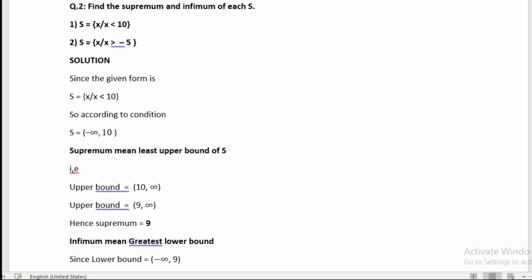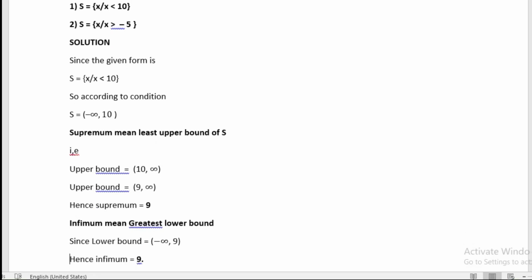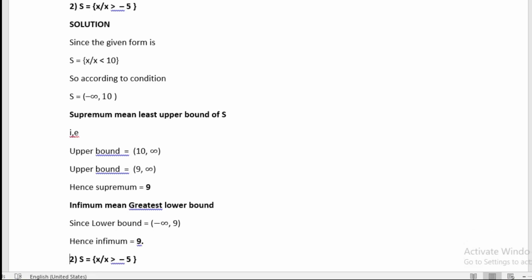Infimum means greatest lower bound. Since the lower bounds are from minus infinity to 9, the greatest lower bound is 9. Hence the infimum is equal to 9.